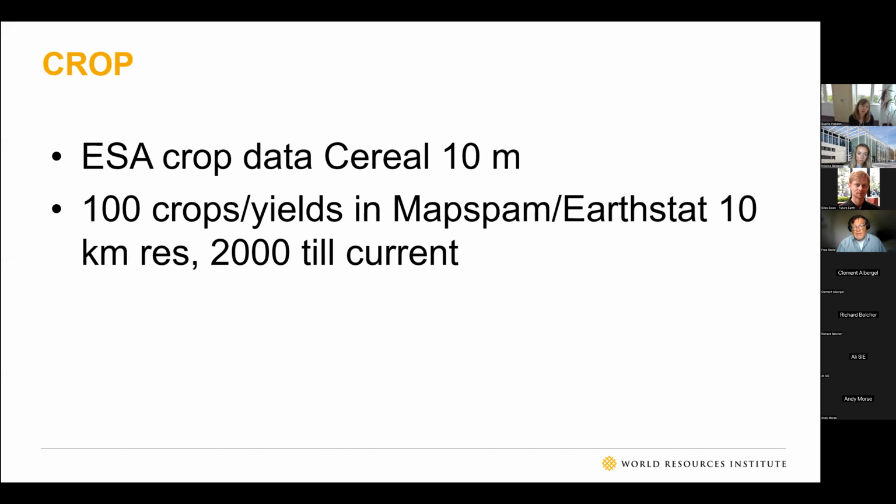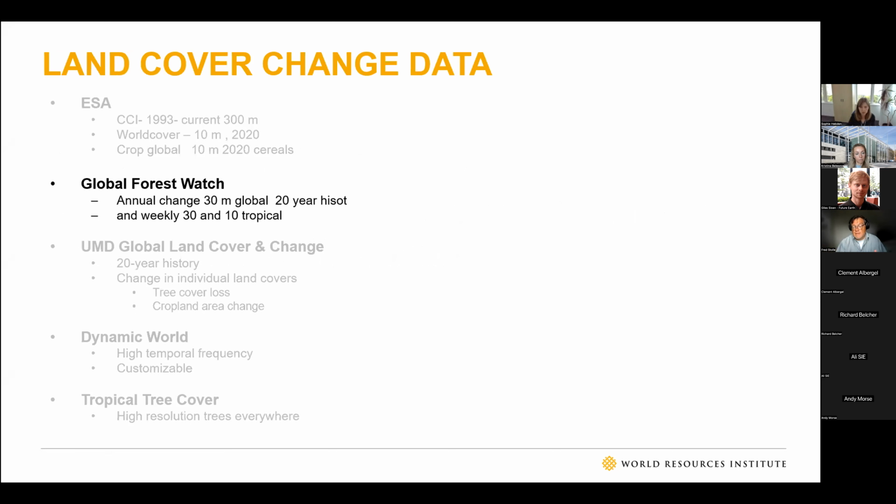There's also another data set, the ESA crop data, a cereal data set, again 10 meter, but only for 2020, only cereals, but again around the whole globe. Another data set that's not from ESA is MapSPAM and EarthStat. It uses FAO data, and it's more than 100 crops and yields throughout time, looking at the different crops and the increase or decrease in yields. This is also work in development at the moment. So those are the ESA data sets, and there are a few other ones, but I just look at the few which are mostly used.